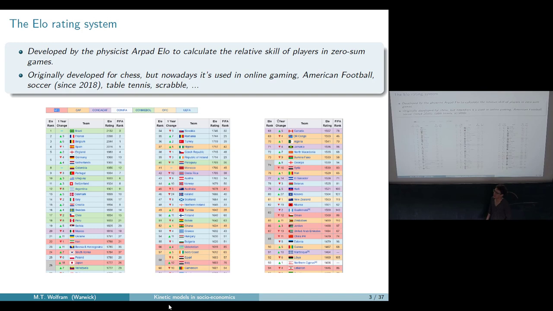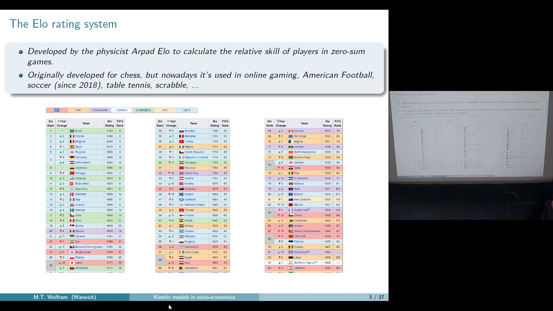There was a physicist, he was from Hungary, back in the 1950s, if I'm not mistaken, Elo was his name, and that's how the name came into play. And he wanted to calculate this relative skill of players. The original idea, so he developed this for chess, and so you have players, they compete in zero-sum games, so two chess players competing against each other, and you want to rank them, who is the best, and so on. And as I said, it was developed for chess.